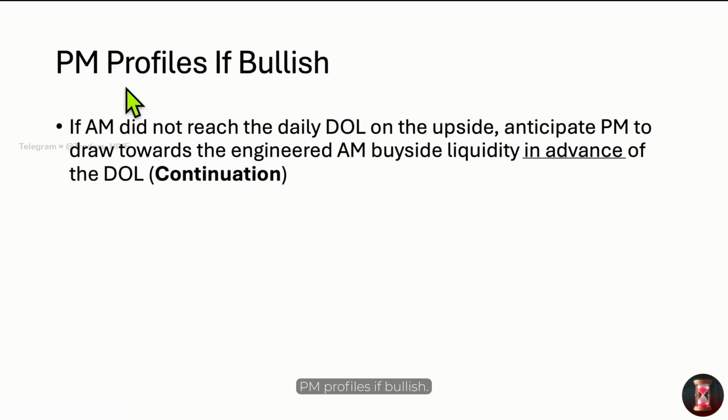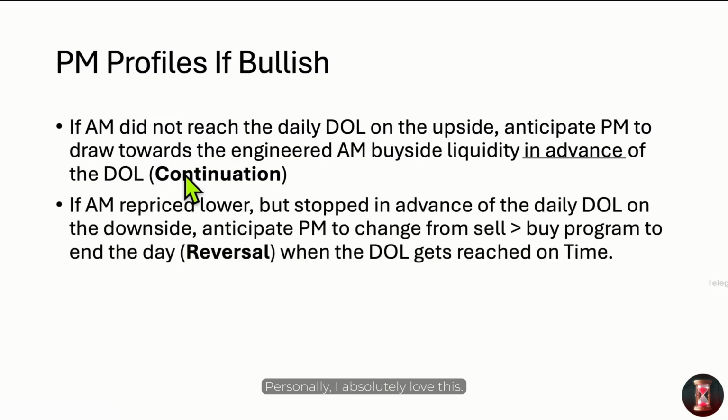PM profiles if bullish. If AM did not reach the daily draw on liquidity on the upside, anticipate PM to draw towards the engineered AM buy side liquidity in advance of the draw on liquidity. This is a continuation profile, meaning AM was bullish, but it stopped in advance of the daily draw on liquidity, and therefore you can anticipate that the PM session is going to continue the AM trend. This is the continuation scenario. Personally, I absolutely love this.